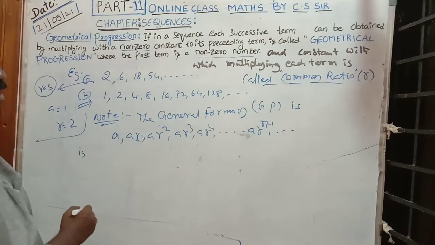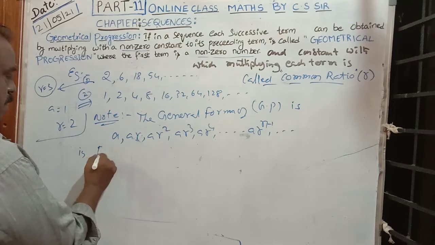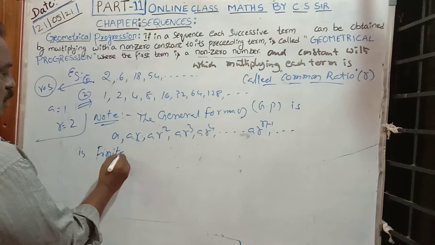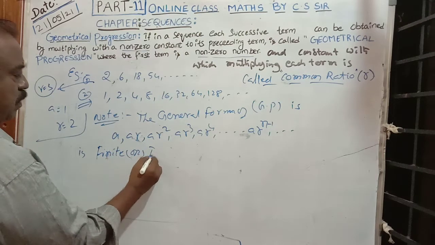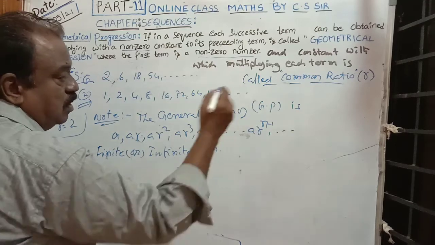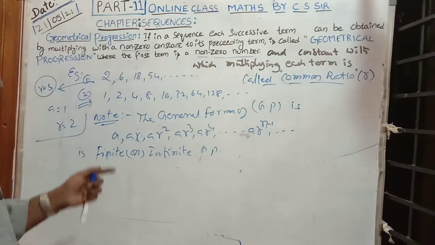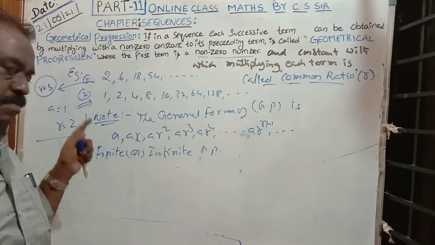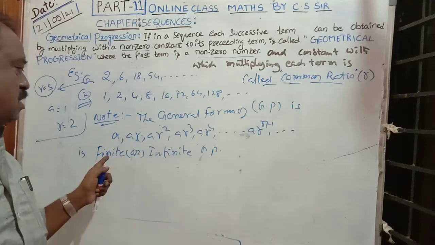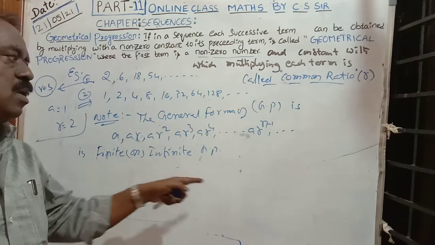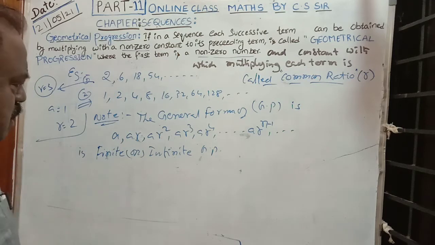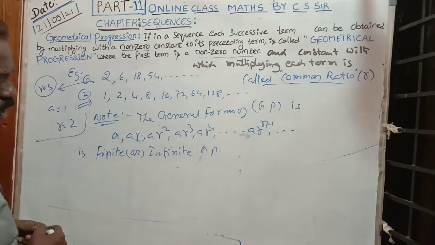It is a finite or infinite GP. It is based on the total number of terms. If it is finite, up to 10 terms, up to 50 terms, it is a finite GP. Or if it is going on up to infinity, it is an infinite GP. But here you see one more thing.